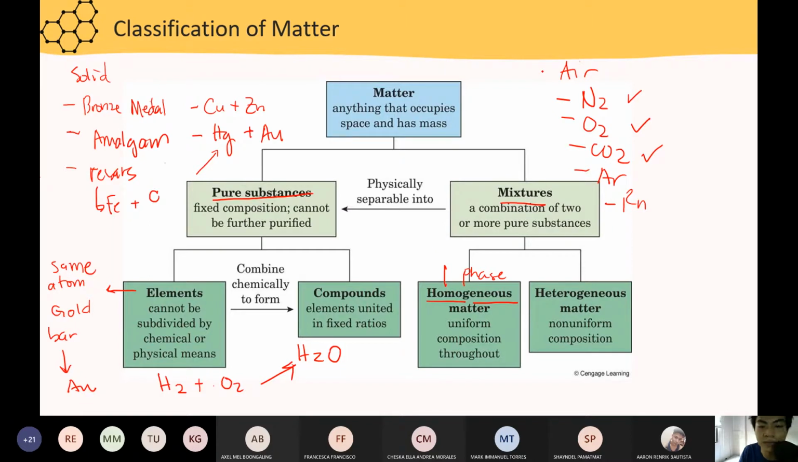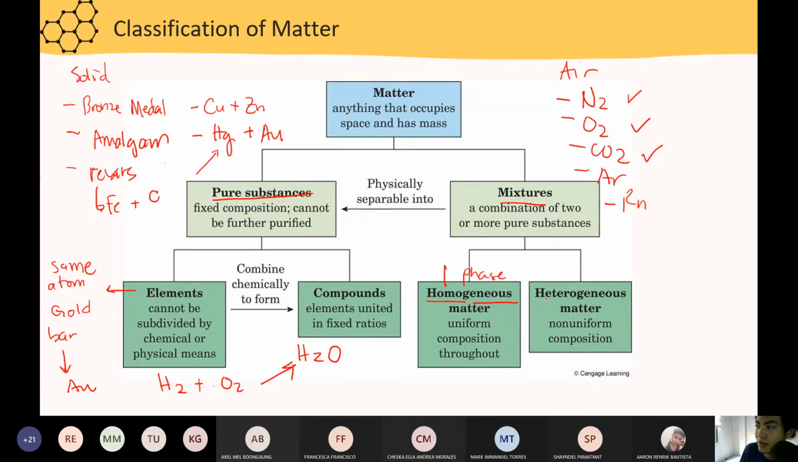Now, they all appear the same all throughout. However, when you take a look into its composition at a molecular level, they look different. Okay? Iba-iba yung elements, iba-iba yung compounds, pero yung itsura, iisa lang. Homogeneous mixture.